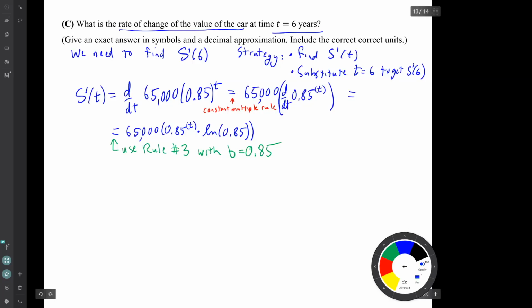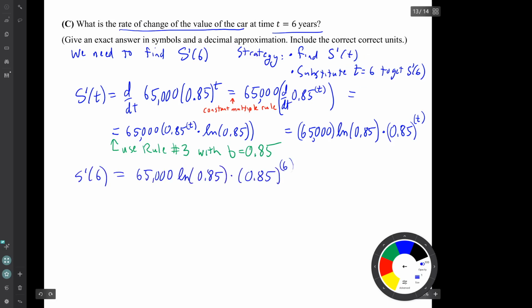Now we can clean this up a little bit. So here I just simply put all the constants in front. Now we have to substitute in t equals 6. There's our answer. That's our exact answer. We type that into a calculator. And the result is roughly minus 3984.